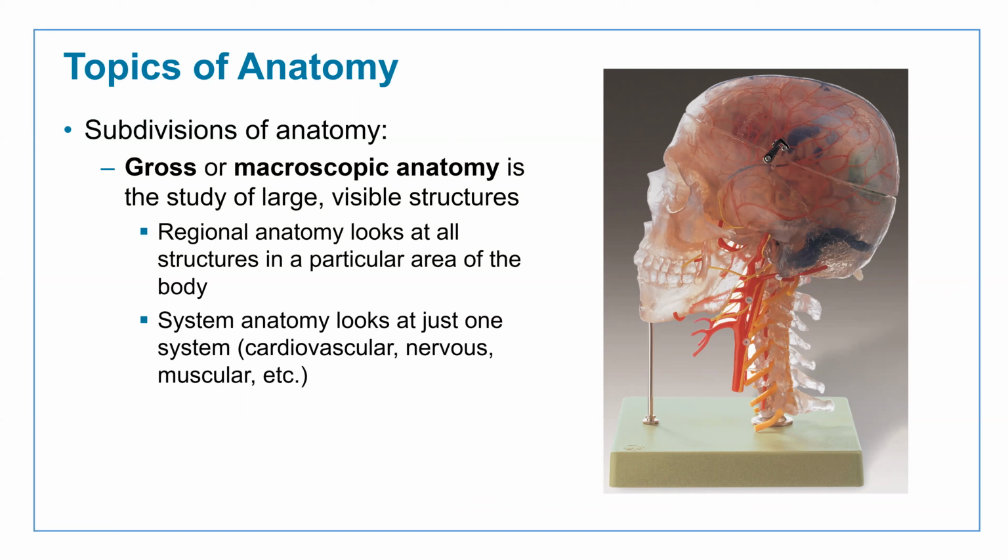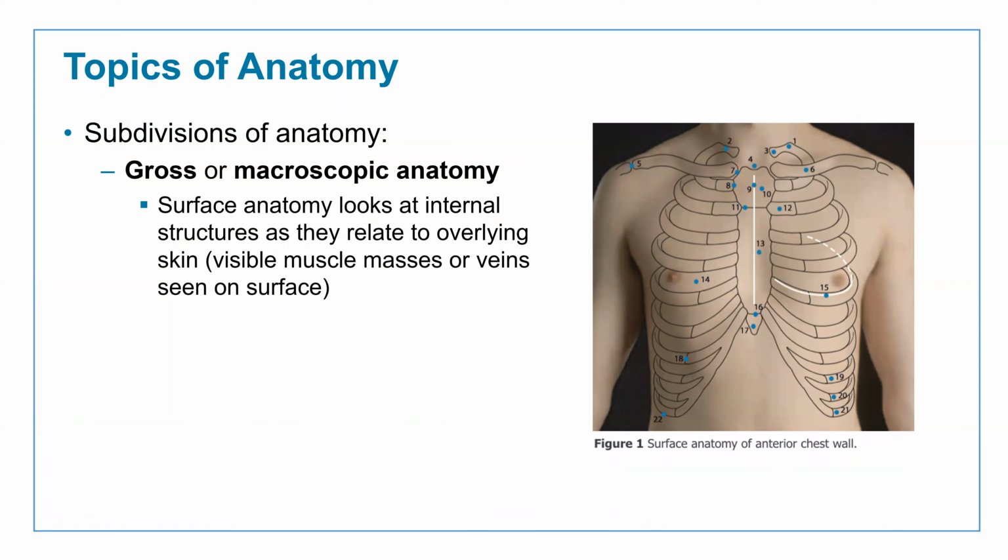Subdivisions of anatomy. One branch of anatomy is gross or macroscopic anatomy. Macroscopic anatomy is the study of large visible structures. It can be divided into regional anatomy, which looks at all structures in a particular area of the body. Let's say you can study the area of neck and head, or the thoracic region or abdominal region of the body. That would be the subject of regional anatomy. System anatomy looks at just one system, like cardiovascular, nervous, reproductive, digestive, and so on.